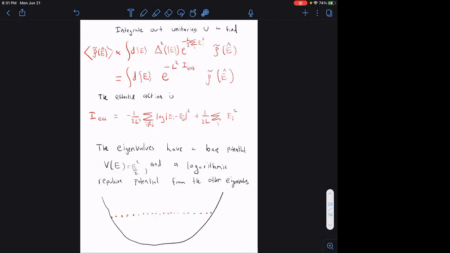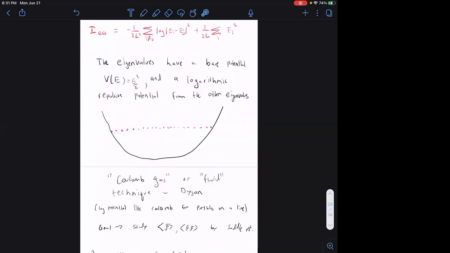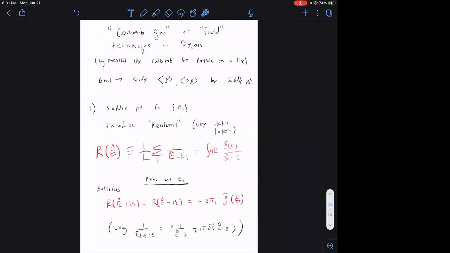So our goal is then to say, what's the classical saddle point configuration of all these particles in this potential well? If we find the saddle point location of all these particles, that'll tell us the density of states, this rho that we're looking for.